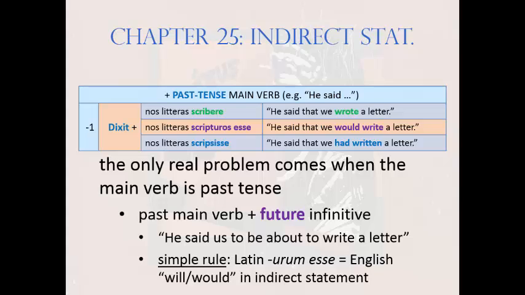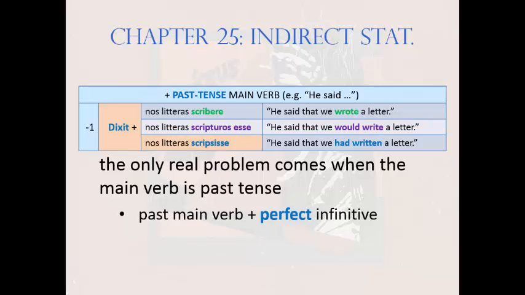One way to remember this equivalence is to learn the rule that Latin infinitives ending urum esse, or any accusative ending, uram, uros, uras, ura, in indirect statement, are equal to will or would in English. Will if the main verb is present or future, would if it's past tense. It's really that easy. Now let's see what happens if both the main verb and the infinitive are past.